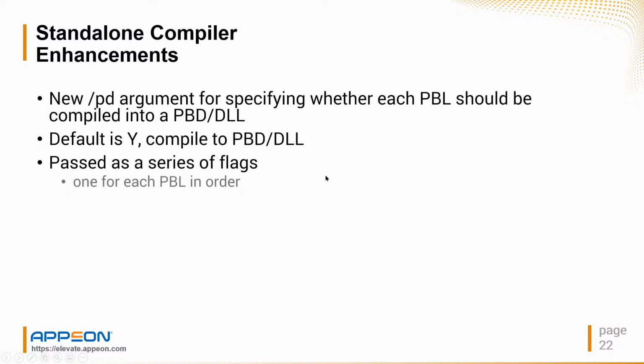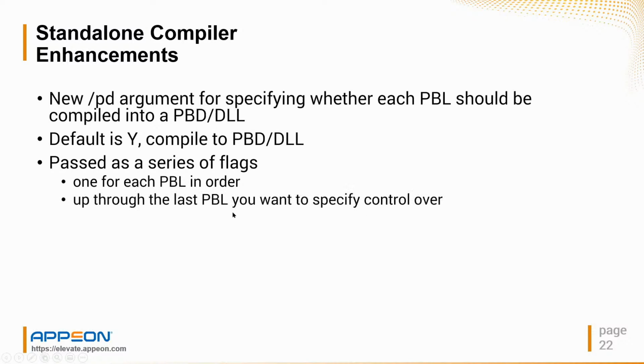It passes a series of flags, just like in OrcaScript, where if you had 20 libraries, you would pass 20 yes/no flags, indicating what was supposed to be done for each Pibble. This is where the difference is, though. In OrcaScript, if you had 20 libraries, you had to pass 20 flags. With the /pd argument, you don't have to do that. You only have to specify the flags up through the last Pibble you want to specify control over. After that, the default, compiling to a PBD, takes effect.